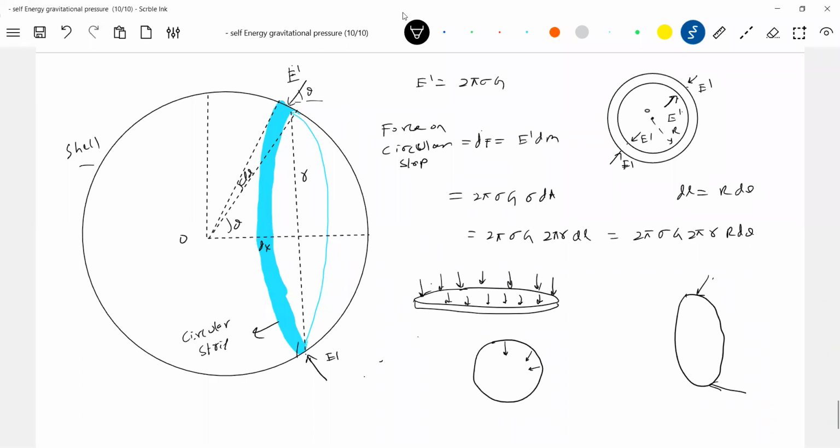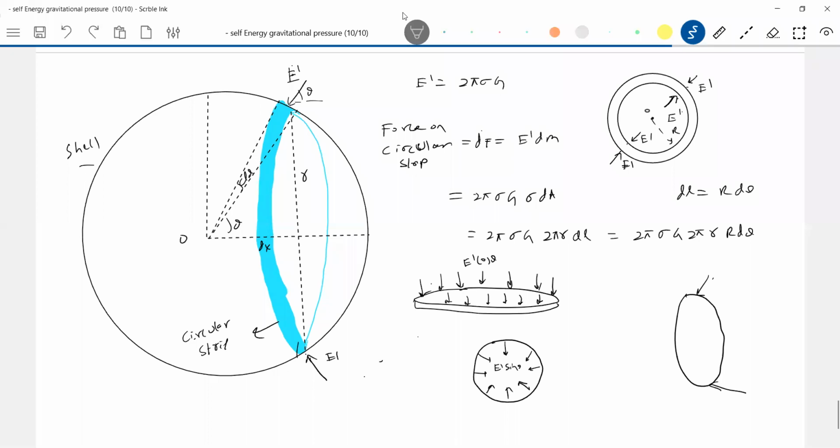Everywhere it will be radially inward. This is E dash sin theta. At all points, E dash cos theta. So what is this force? Due to E dash sin theta, the net force on the circular shape should be 0, no? Due to E dash cos theta, the contributions will get added up.